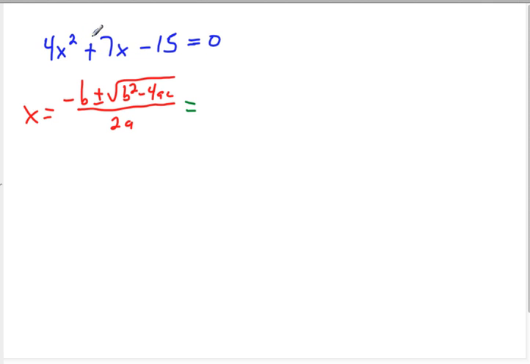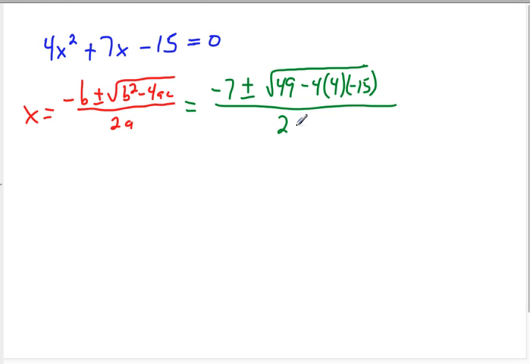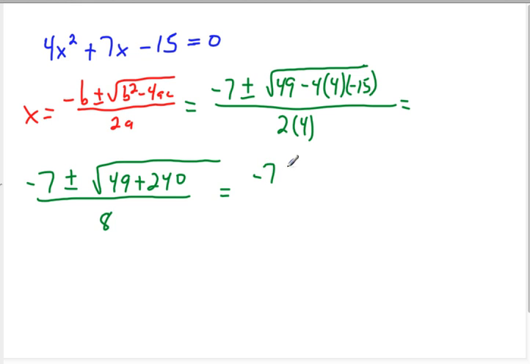So we have negative b, so negative 7 plus or minus the square root of b squared minus 4 times a times c all over 2a. So in this case we have negative 7 plus or minus the square root of, I'm going to need more space, so let's go down a level. So negative 7 plus or minus the square root of 49 plus, looks like, 240 all over 8. So that's negative 7 plus or minus the square root of 289 all over 8, which is negative 7 plus or minus, I think the square root of 289 is 17.